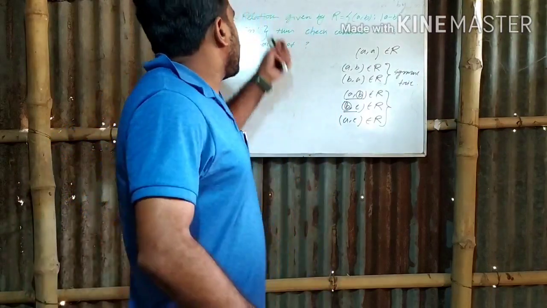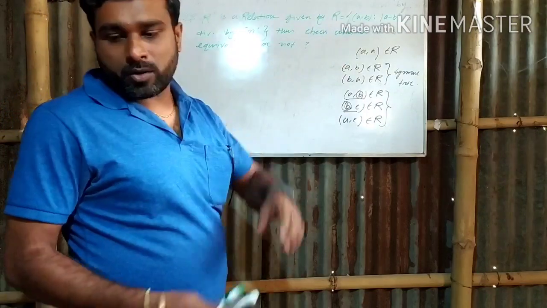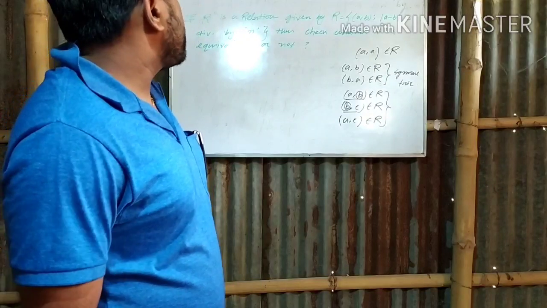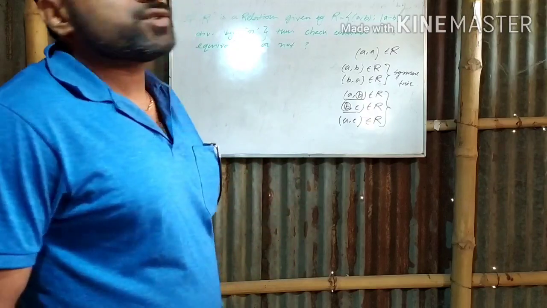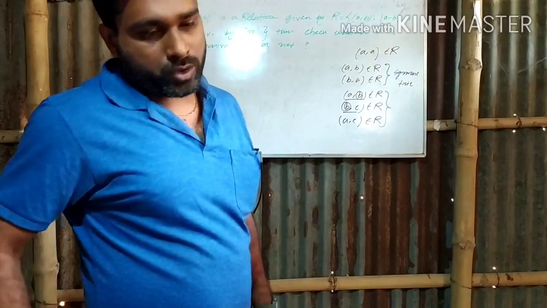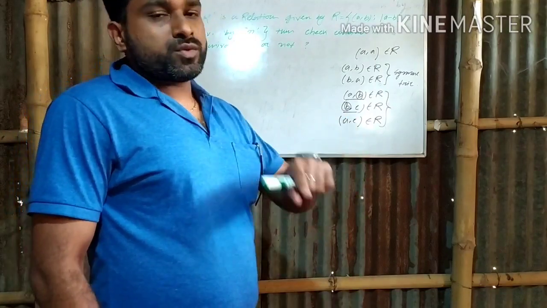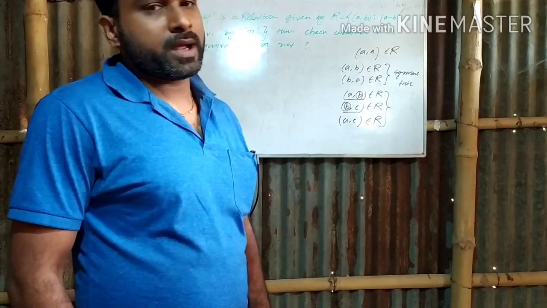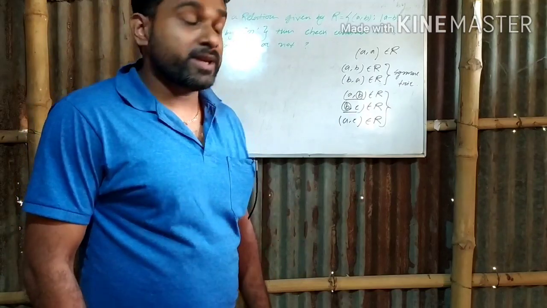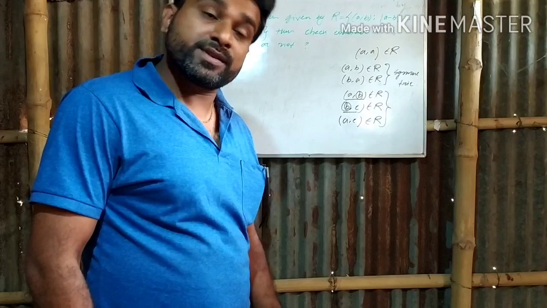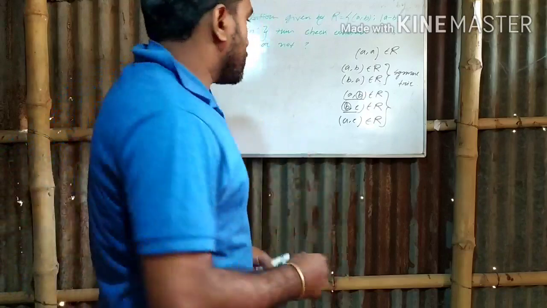So here is your first question, and the question is what? If R is a relation given by R = {(a, b) such that |a - b| is divisible by n}, check whether it is an equivalence relation or not. To check whether this relation is an equivalence relation, at first we have to prove 3 properties: reflexive, symmetric, and transitive. We must check whether this given relation set satisfies these 3 properties or not. If it satisfies these 3 properties, then it can be called an equivalence relation. Okay, so let me discuss one by one.